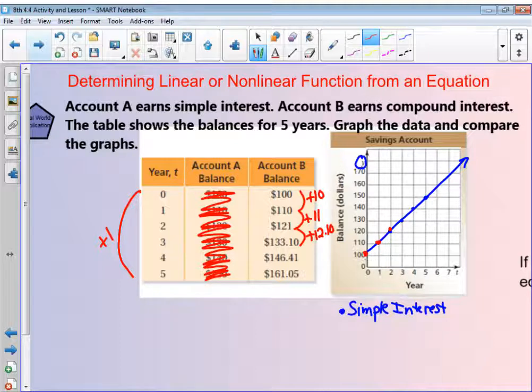Year 3, 133.10, so somewhere in there. It's starting to go off of that line, but still pretty close. Year 4, 146.41, so 146 is a little above the middle. So now you can see at year 4, we're starting to see a much bigger gain. At year 5, it was 161.05. We don't see much change in years 1 through 3, but by the time we get out to years 4 and 5, we can see that there is quite a bit of change. I can see that at year 5, it was like $11 more. Okay, so that was showing my compound interest.